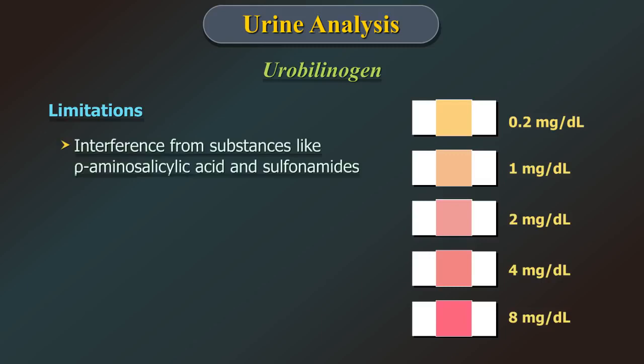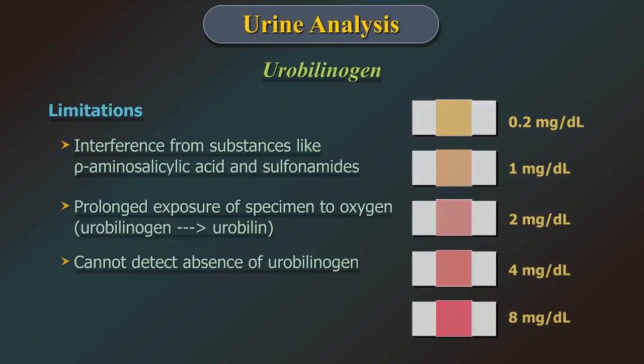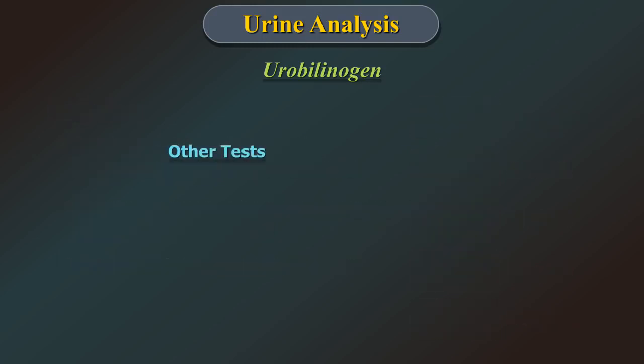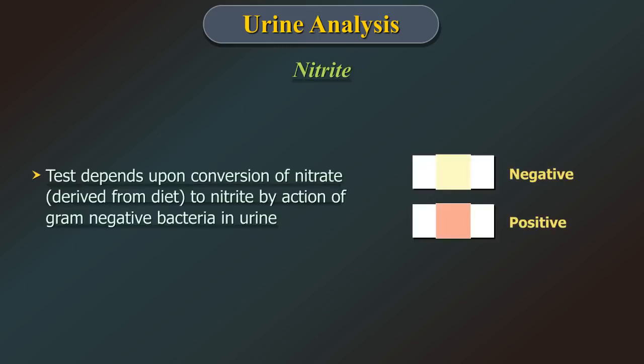Limitation. The interference from substances like p-aminosalicylic acid and sulfonamides. Prolonged exposure of specimen to oxygen. Cannot detect absence of urobilinogen. The other tests are serum levels of total and direct bilirubin levels, Ehrlich's test. Nitrite. The test depends on the conversion of nitrate derived from the diet to nitrite by the action of gram-negative bacteria in urine.